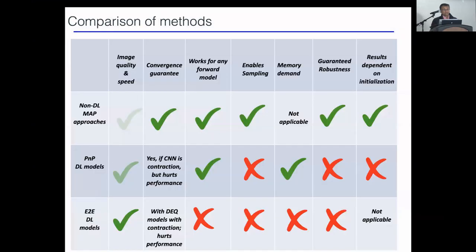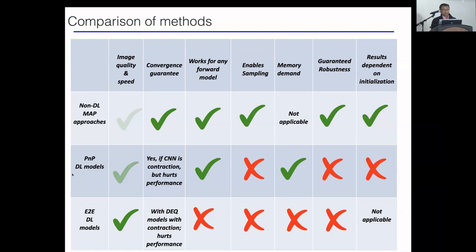So just to summarize some of these methods, again, I haven't gone through all of those. You have the non-DL-based MAP approaches like compressed sensing. They have okay image quality, but they have a lot of nice guarantees like convergence. It works for any forward model because you have a probabilistic representation. You can do sampling, and memory demand was not a constraint. You have guaranteed robustness, and the results were independent of the initialization because you have a convex optimization task.